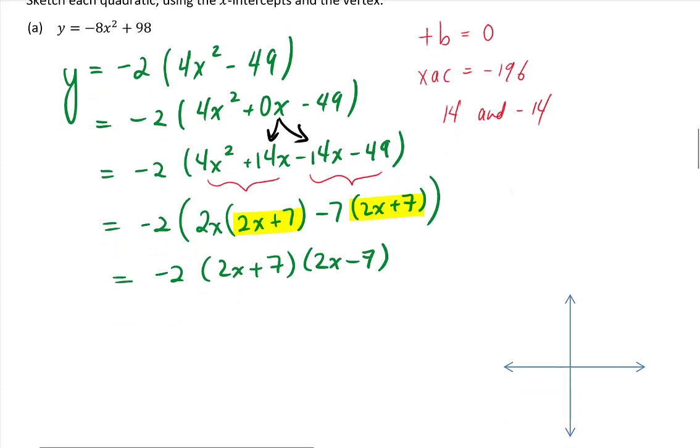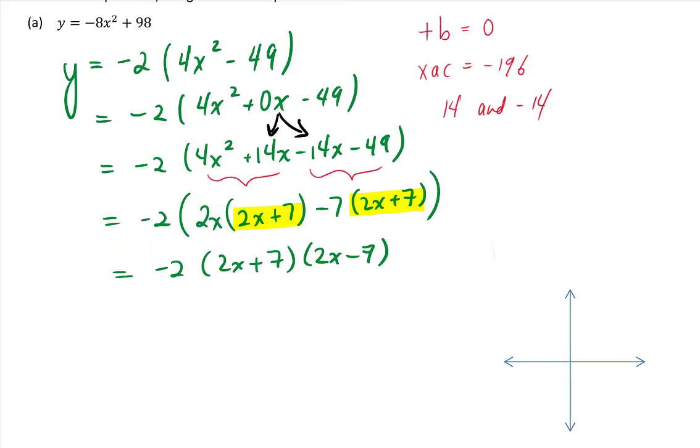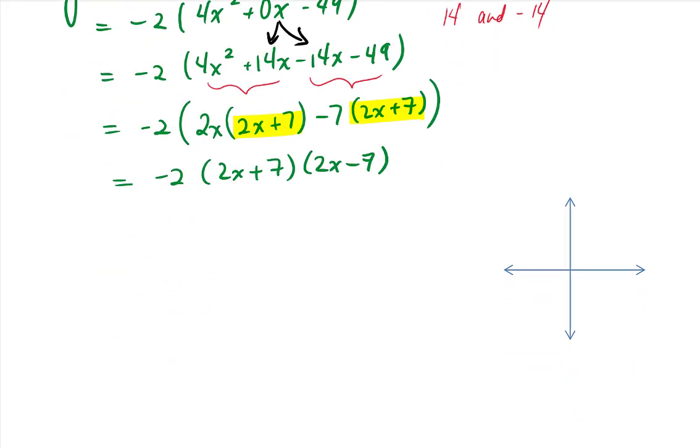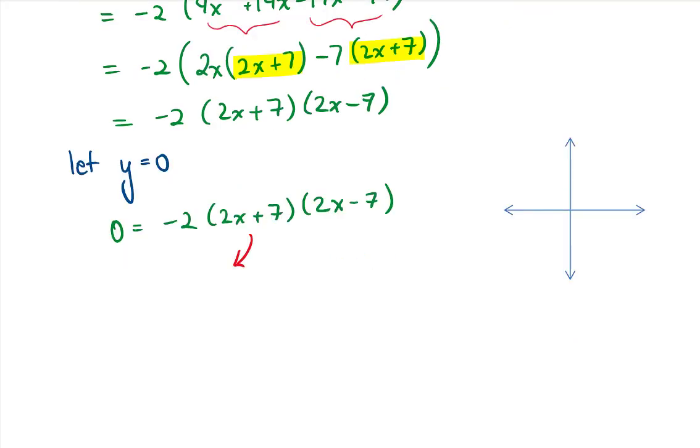We now have our quadratic in factored form. But remember, we want the x-intercepts and the vertex. So to find the x-intercepts, or the zeros, we're going to let y equal 0. And if we do that, we get 0 equals negative 2, 2x plus 7, and 2x minus 7. Next, we're going to solve for all the factors that contain an x. So we have 2x plus 7. I want to know when that equals 0. And 2x minus 7. When does that equal 0?